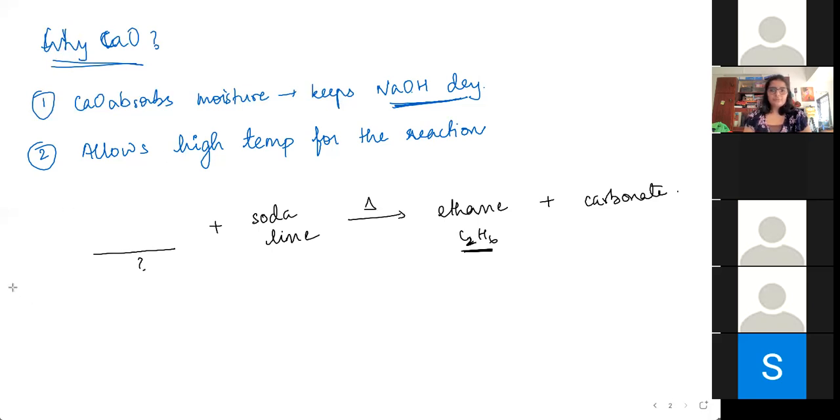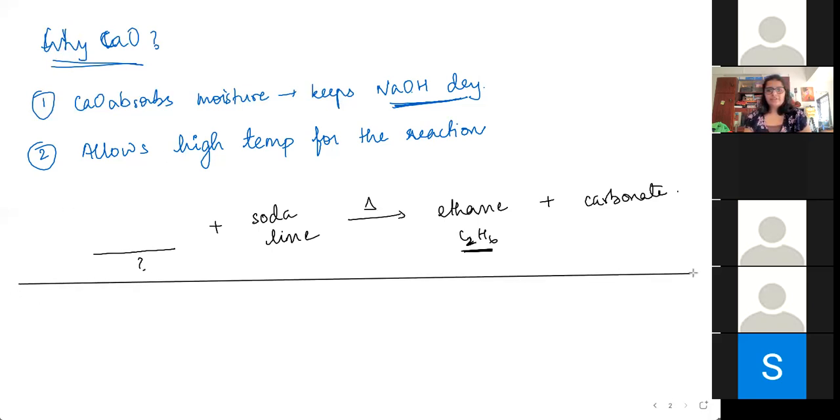So note down the importance of CaO, like that is quite necessary. You might get it as assertion reason, or in general, like MCQ mein hota hai na, role of whatever. This is quite important. So once you note this down, give me the answer to this. What carboxylate should I take in order to get ethane when I heat it with soda lime?